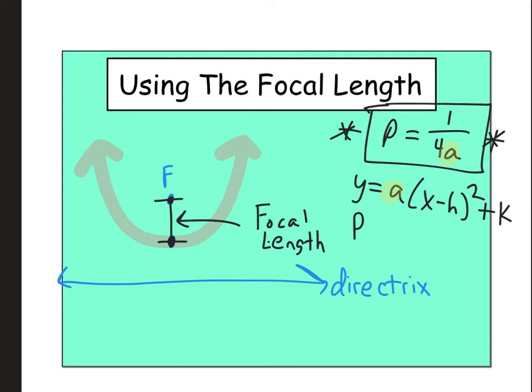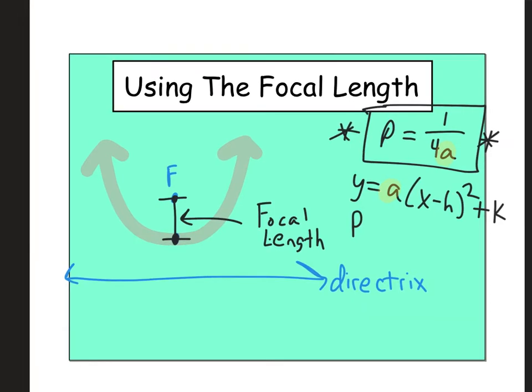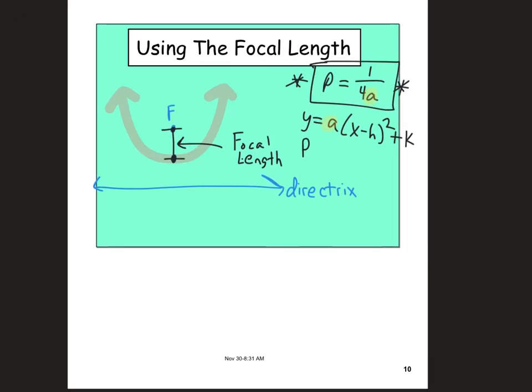Let me do one more thing before we start using it. If p equals 1 over 4a, and again, just commit that to memory, we're going to use it. We could solve that for a and see what a equals, because sometimes you may know p but not a, and sometimes you'll know a but not p. So you're going to want to have the equation both ways.